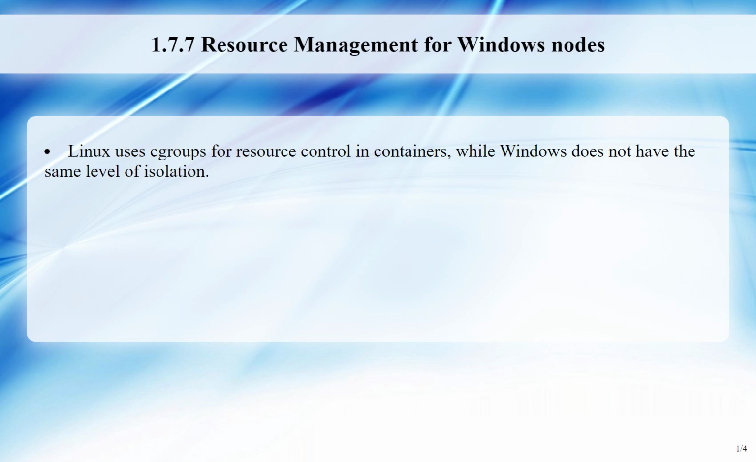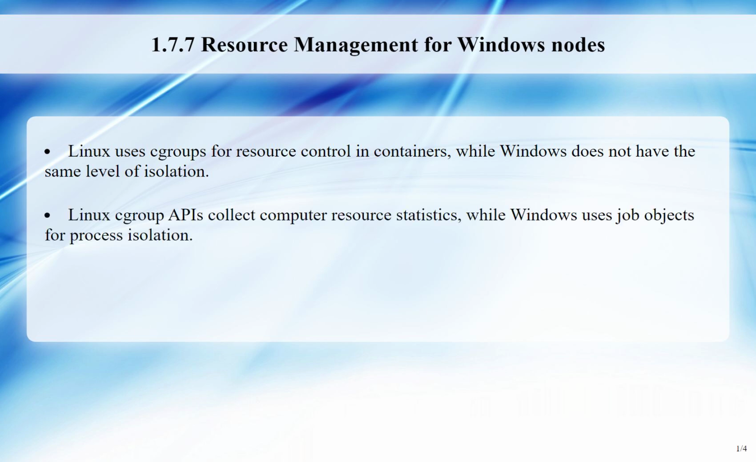In Linux, cgroups are used as a pod boundary for resource control, with containers created within that boundary for isolation. Linux cgroup APIs gather CPU, I/O, and memory statistics.